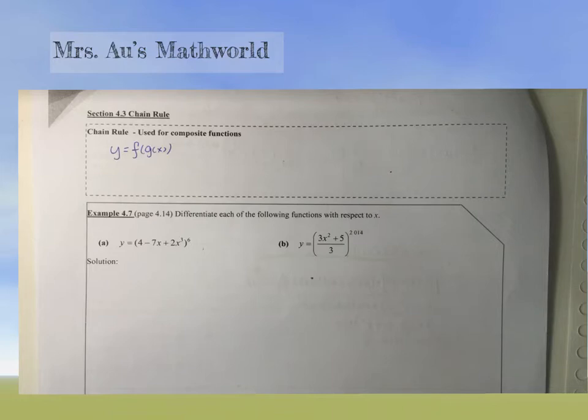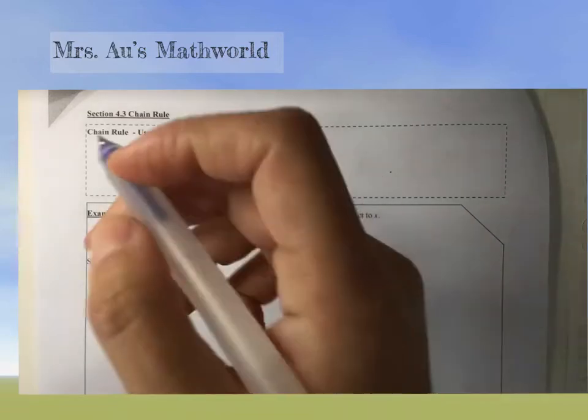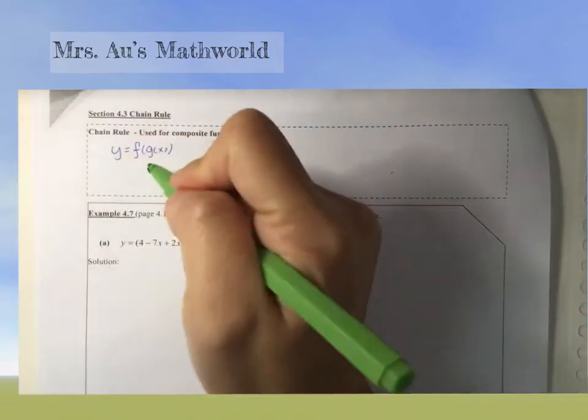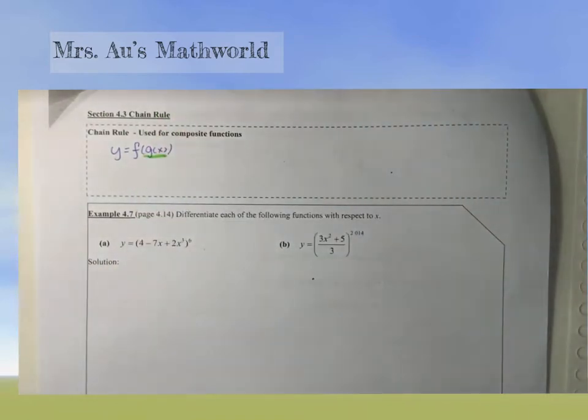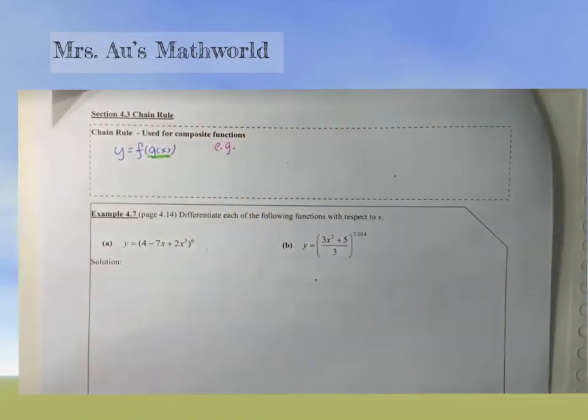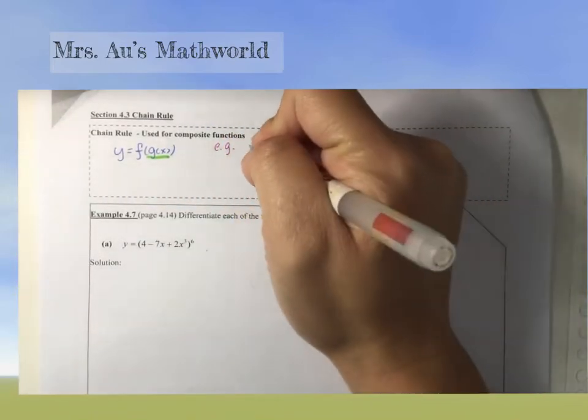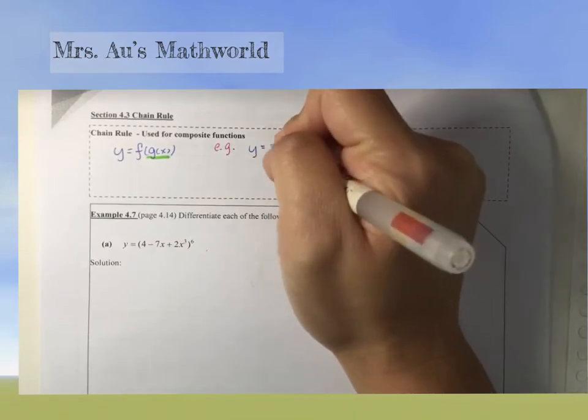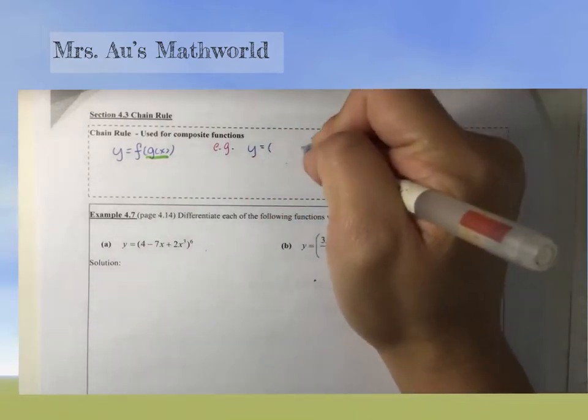Today we are going to talk about chain rule level 1, the basics. So let's see how it works. It's actually used for composite functions. A composite function means there is a function but we cannot use the basic rule to do so.